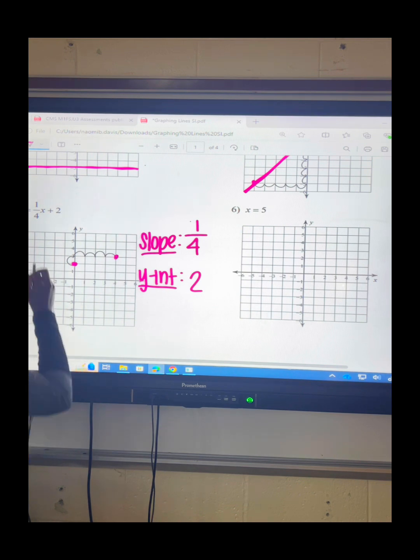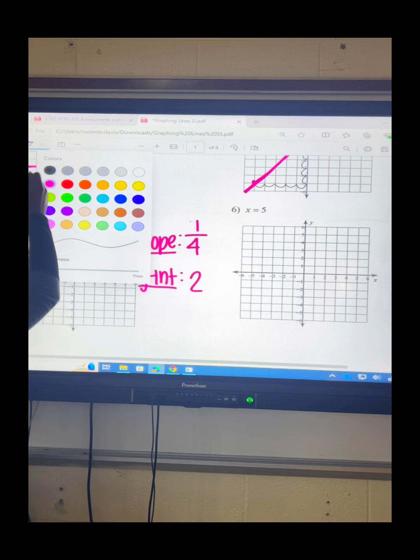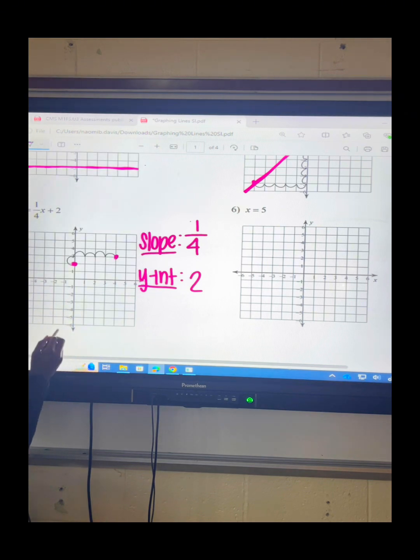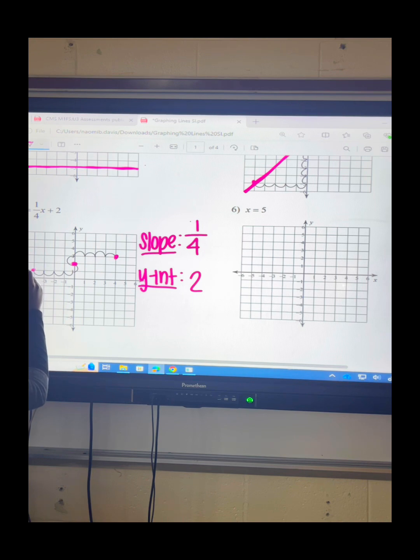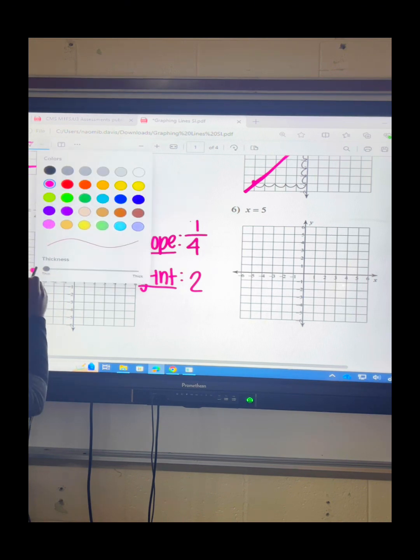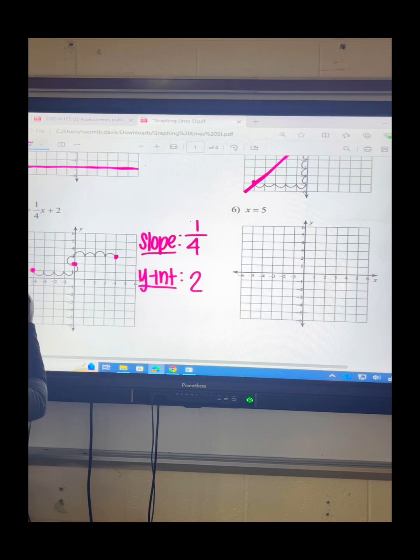Okay? If I want to go backwards and get another point because I'm not comfortable just yet, I'm going to go down 1 and left 4. 1, 2, 3, 4. That's how I know where to plot my next point. Okay? Now I'm ready to connect. Boom.